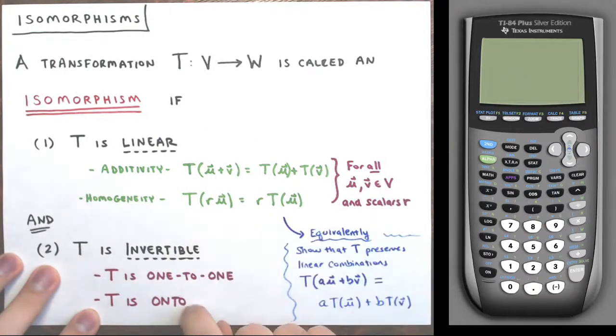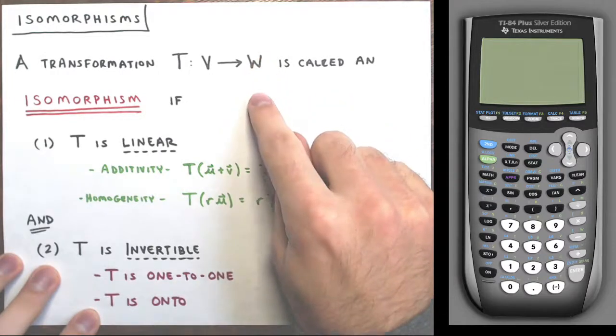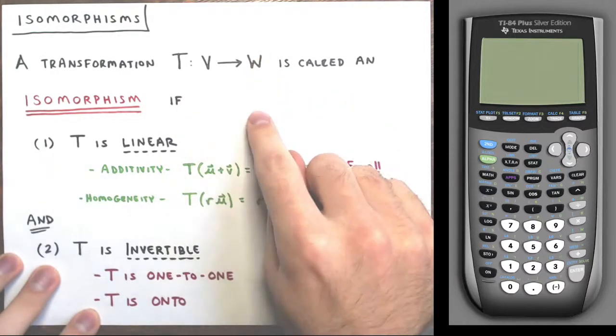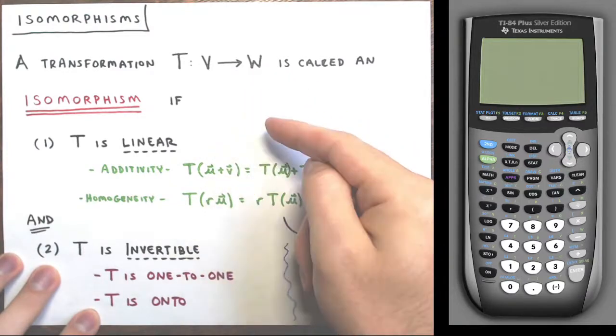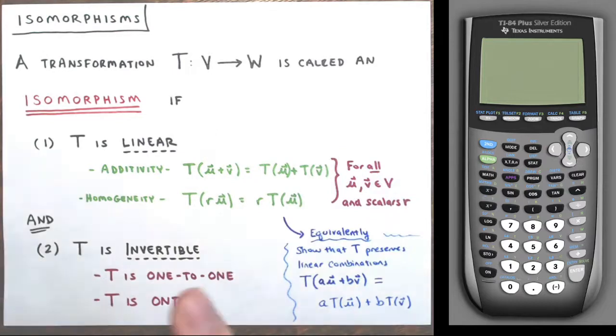Because if it weren't onto, then there'd be some vectors in W that don't get mapped to by T. So when you reverse, that means there'd be some vectors in W that don't map backwards, that don't map to V. And that's not part of, again, the definition of a function or a transformation. A transformation assigns every value from the domain to a value from the codomain.